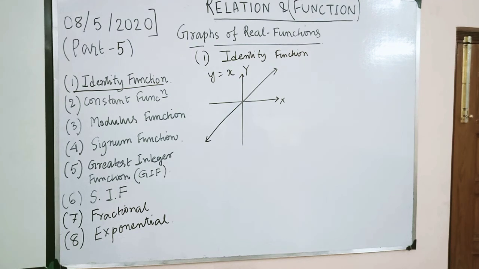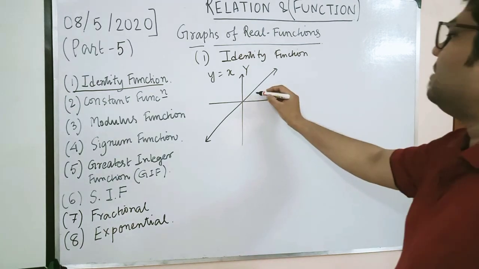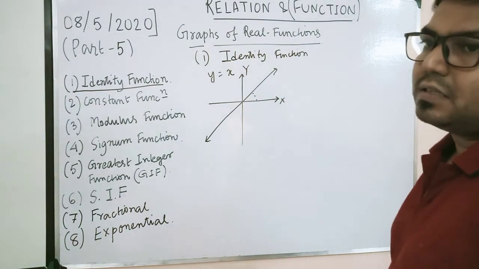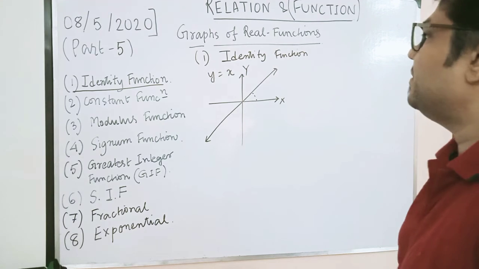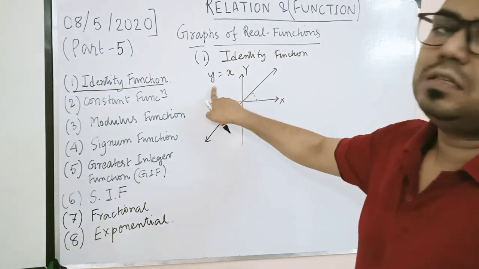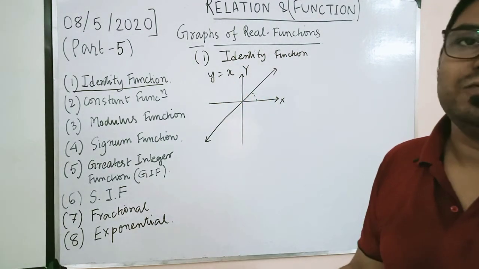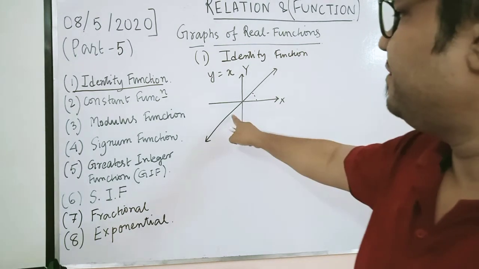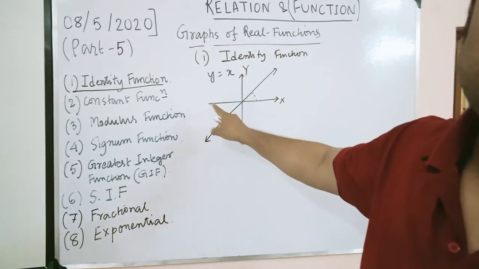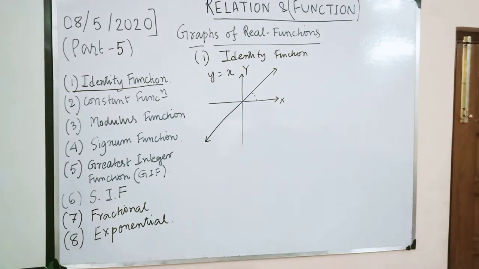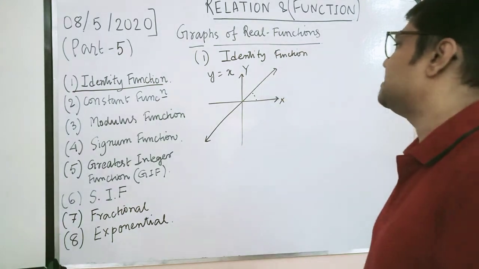You know that y equals to x means x and y have the same value. So it will be a line which is at 45 degrees with the x axis, exactly midway. That means if x is 1, y is also 1. If x is 5, y is also 5. Even if x is minus 10, y is also minus 10. That means x and y have the same value. So this is y equals to x.